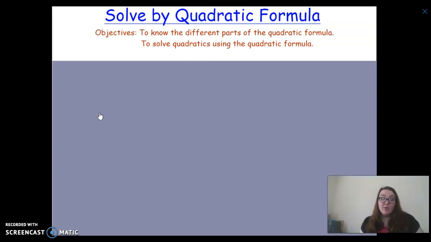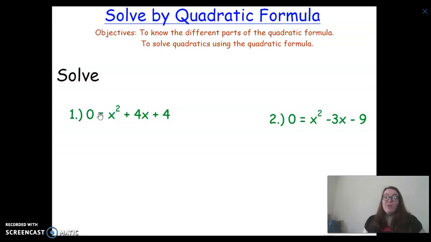Our objectives: we're going to know the different parts of the quadratic formula, and we're going to solve quadratics using the quadratic formula. What I'm going to give you first is two problems to practice. It just says solve, and it doesn't say how to solve, but hopefully on both of those you notice that they have an x squared and an x, and that you want to try to solve by factoring. So I want you to pause and solve number 1, and then you can unpause and see how you did, and then pause and try to solve number 2.